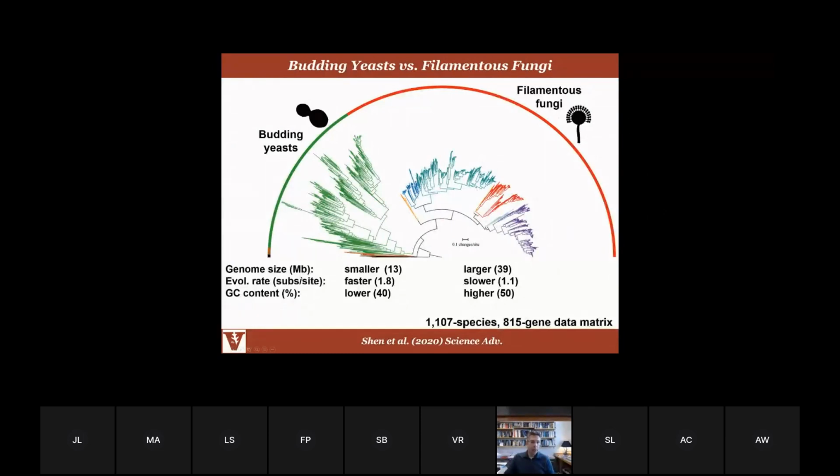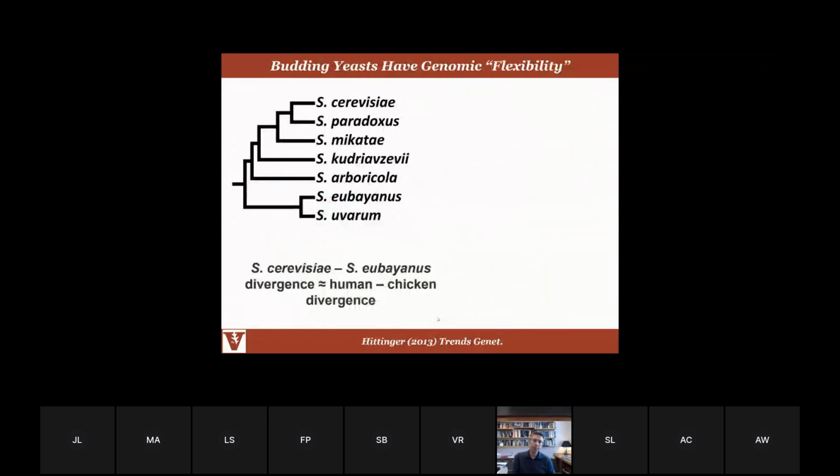So you can see some of these characteristics. The genome size is smaller in budding yeast relative to filamentous fungi. Our evolutionary rate in budding yeast is much faster and slower in filamentous fungi. And then there are also other genomic differences, like differences in the GC content. Together with that genomic diversity comes what I would call genomic flexibility, which is definitely in contrast. For those of you studying bacteria or viruses, this won't be a surprise, but for those of you studying animals and plants, perhaps it's worth emphasizing.